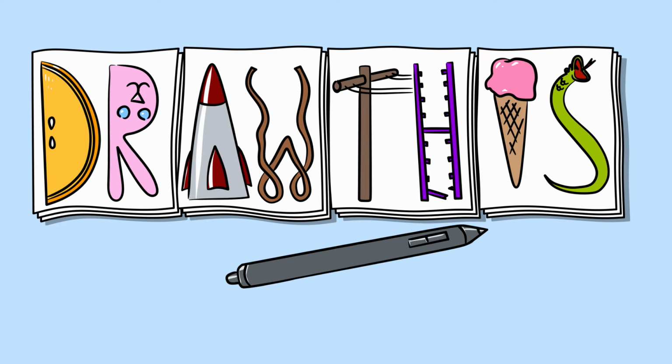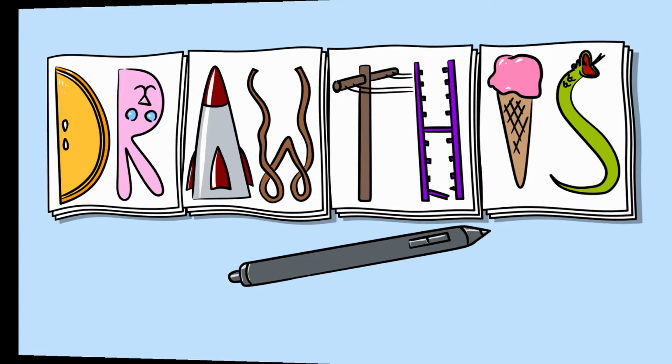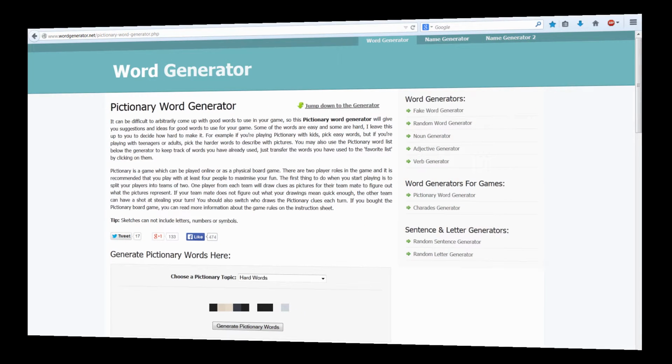Welcome to Draw This. Draw This is a series of videos where I'll randomly generate a word and then draw it for you in real time while describing my process so that you, the viewer, can follow along. So let's go ahead and generate a word using wordgenerator.net, and that word is spiderweb.